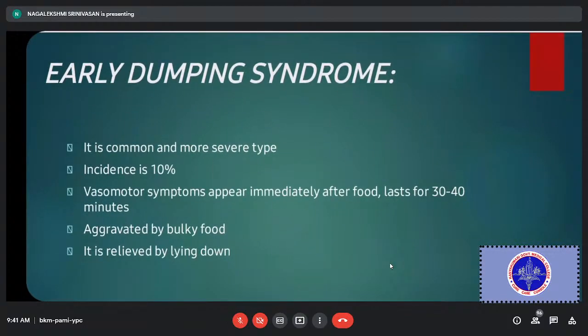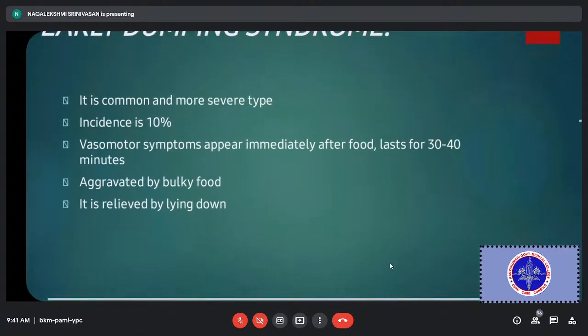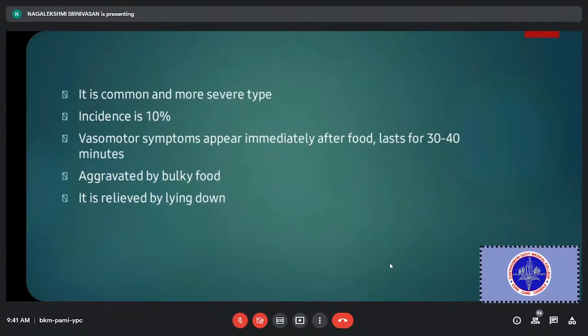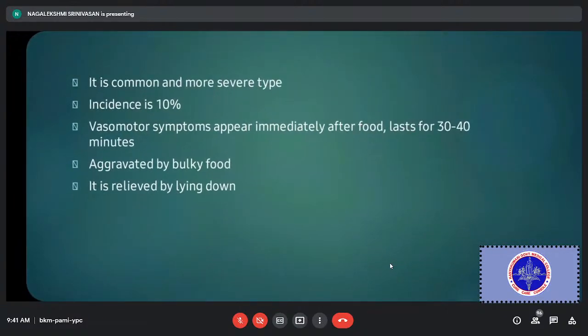Okay, what do you mean by early dumping syndrome? It is very common, the most common and severe type, and the incidence is about 10%. Vasomotor symptoms appear immediately after the intake of food. It lasts for about 30 to 40 minutes, is aggravated by bulky food, and is relieved by lying down. The stomach portion is small and the anastomosis has a narrow entry point, that is the jejunum. So whenever the patient is taking food, to avoid this, the patient has to take small frequent feeds.